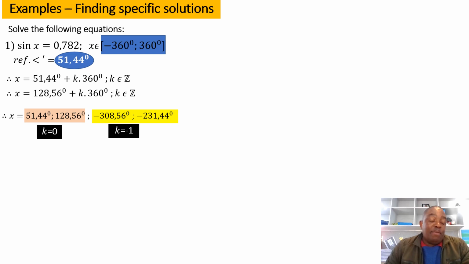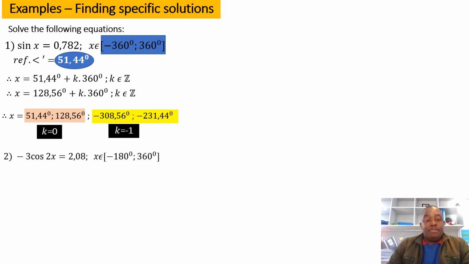In the interval we're given, these are the only solutions that are valid. If you go k equal to 1, you're going to end up with a value that is above 360, because it's 360 plus that value, and that would take us beyond the interval that is given here. So we cannot put that value as part of the solution. Even if you go to k equal to 2 or k equal to negative 2, those will take you beyond the interval. So these are the only solutions in the interval that was given.